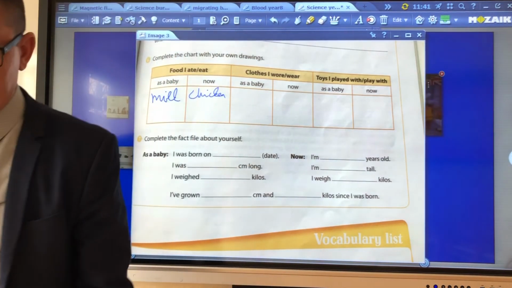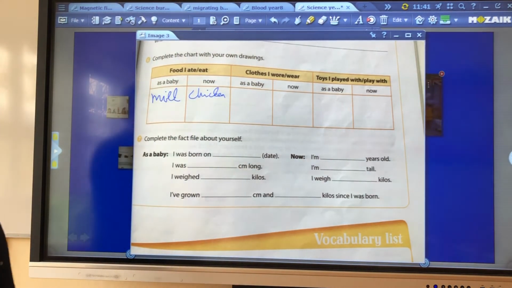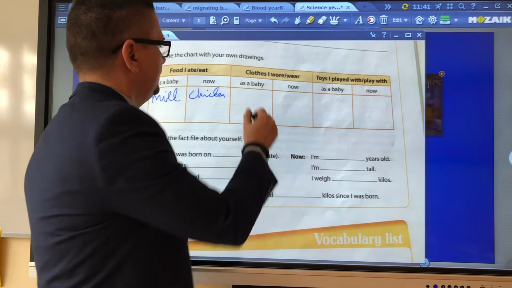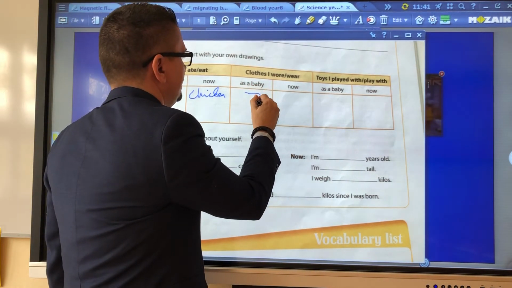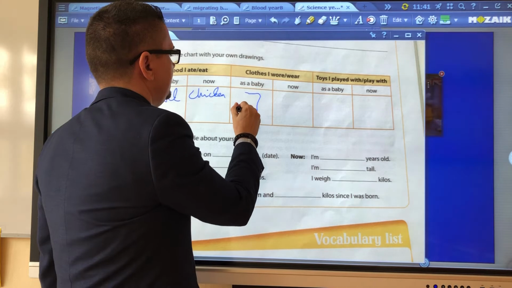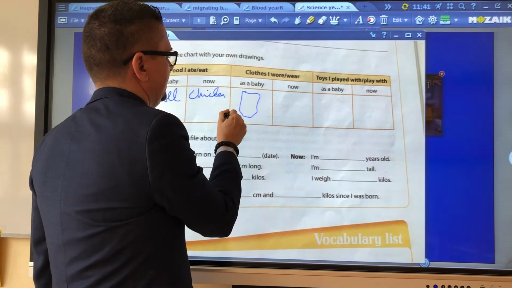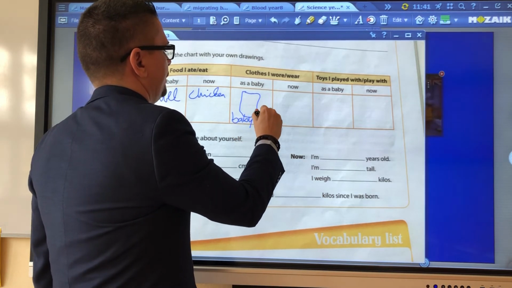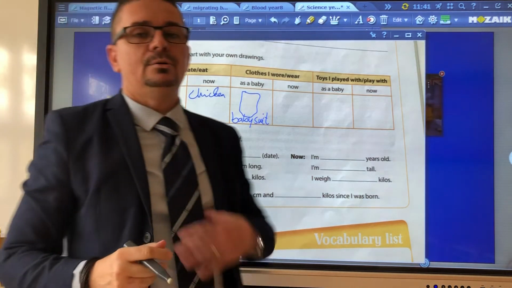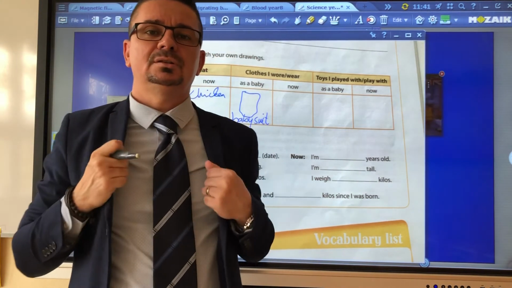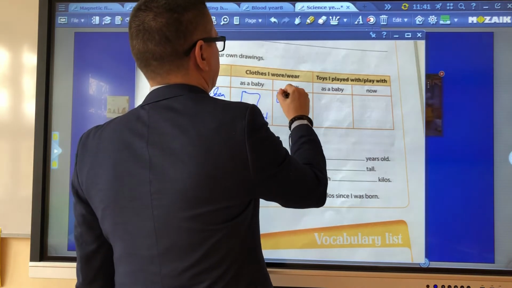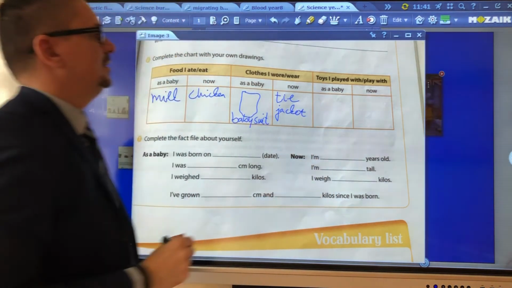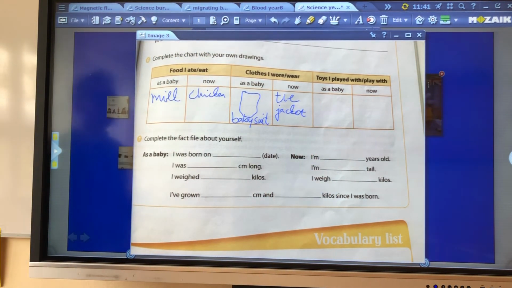Clothes I wore and I wear. So when I was very young, probably I was wearing these baby suits, you know, these tiny little things with no leg parts really. So the little baby can just put the legs out here, something like that. So these baby suits are popular. But now I wear a tie, a shirt, my jacket. So I will write here tie, jacket.